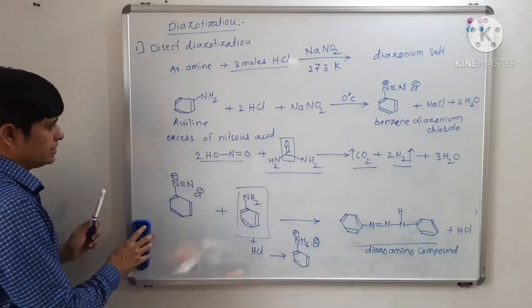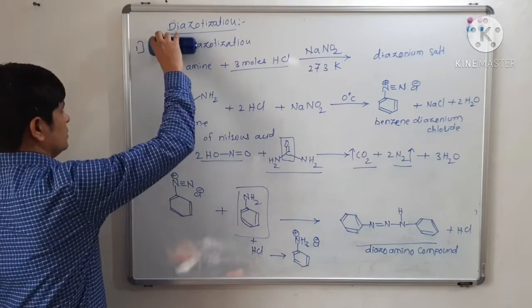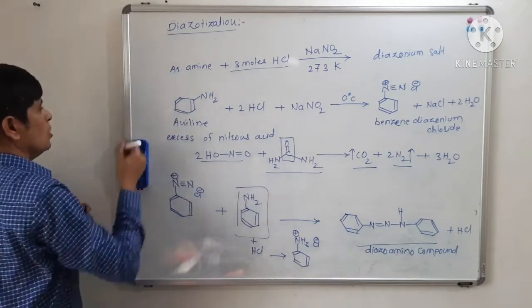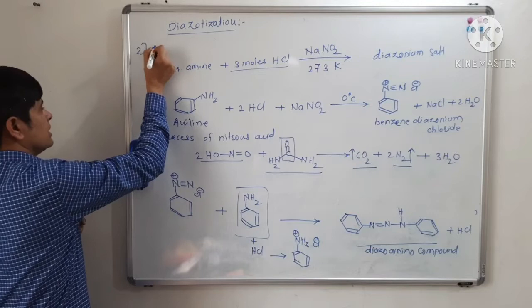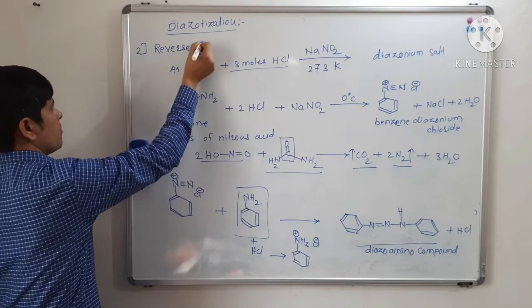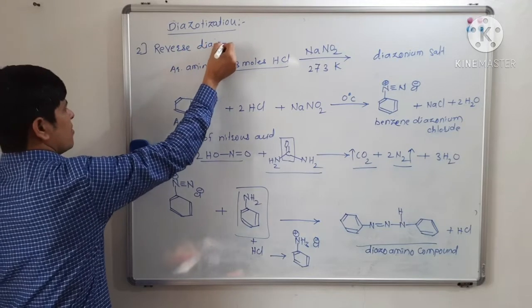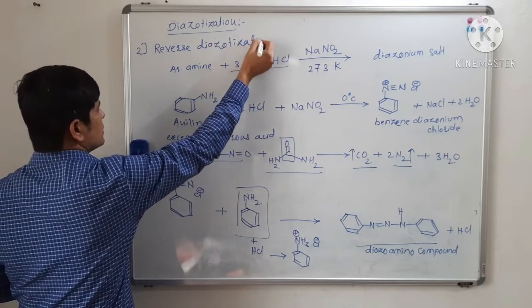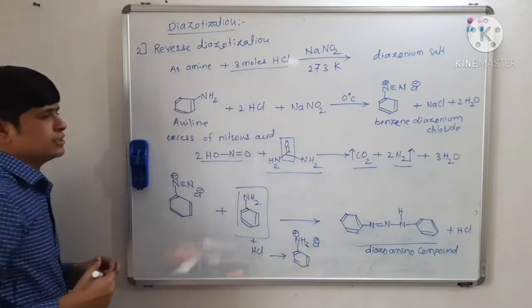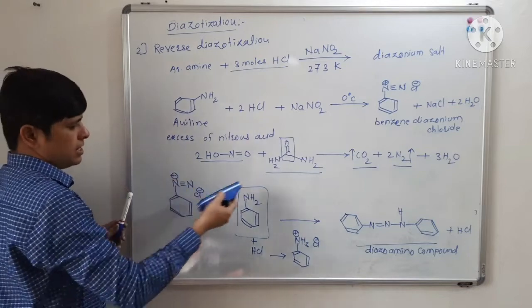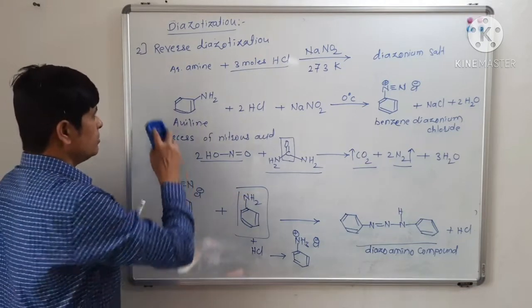Okay, now let us see the next method. Reverse diazotization. Second type of diazotization is reverse diazotization. Let us see what it is. Okay, I think you have noted it down.